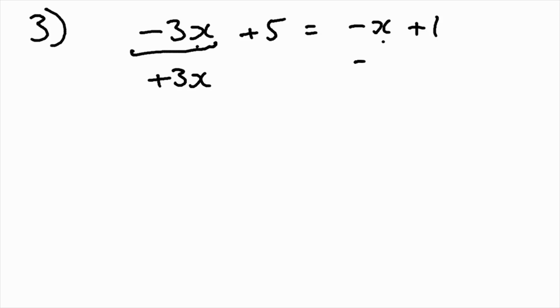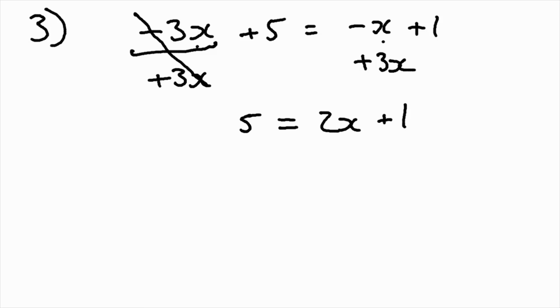How do we get rid of a minus 3x? We're going to add 3x. And what we do to one side, we do to the other. The minus 3x and the 3x cancel. So it leaves us with just 5 on the left-hand side. And on the right-hand side, we have minus x plus 3x, which gives us 2x, and we've still got the plus 1. So we get to the stage like we did in the first example.